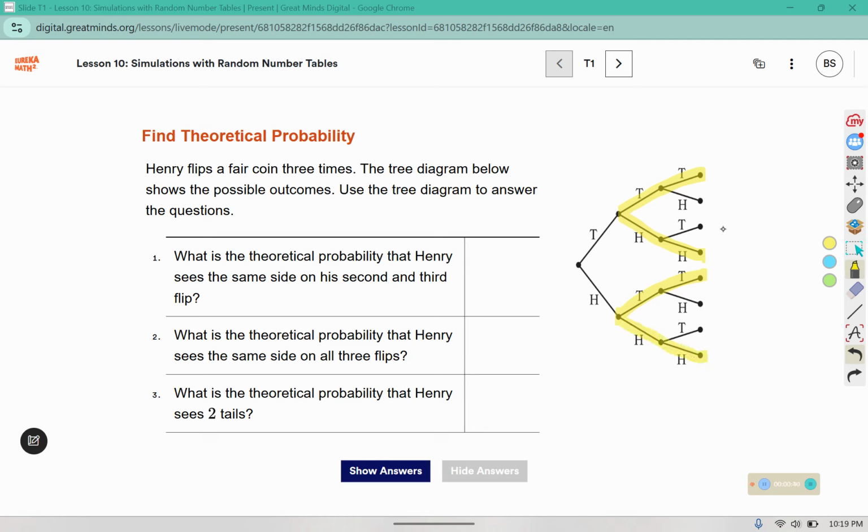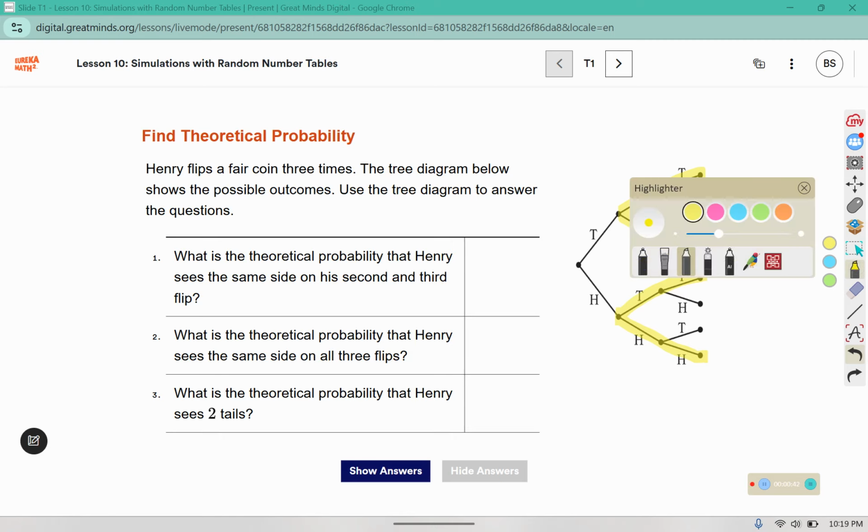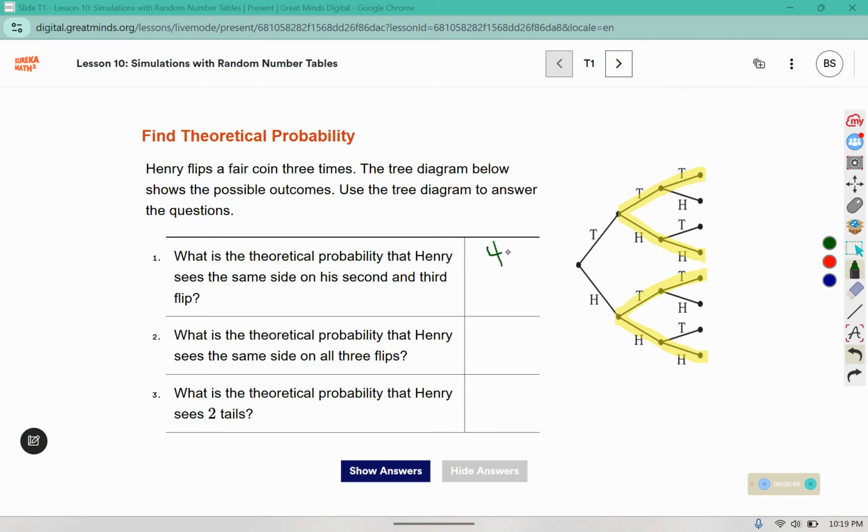So that is 1, 2, 3, 4 branches out of 1, 2, 3, 4, 5, 6, 7, 8 possible outcomes. Go ahead and complete number 2 and number 3.